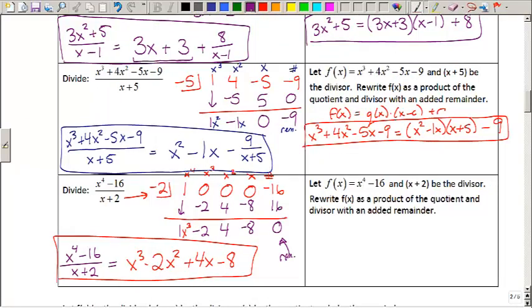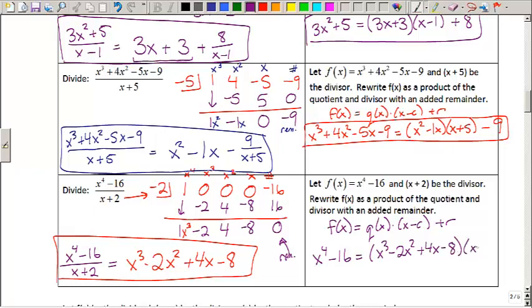On our last problem, we have f of x is equal to x to the 4th minus 16, and we're trying to rewrite that as a quotient times a divisor plus a remainder. My f of x, x to the 4th minus 16, is equal to q of x, or my quotient. In this case, my quotient is x cubed minus 2x squared plus 4x minus 8, times my divisor, x plus 2, plus my remainder.